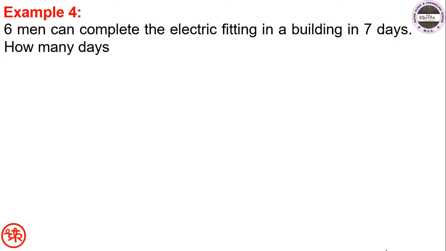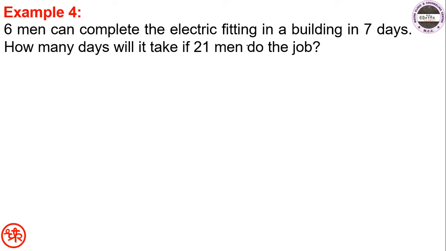Now example number 4. Now example number 4 is what? 6 men can complete the electric fitting of a building in 7 days. How many days will it take if 21 men do the job? So look here. 6 men can complete the electric fitting of the building in how many days? 7 days. Okay. And how many days if the number of men increases from 6 men to 21 men? So how many days will it take?